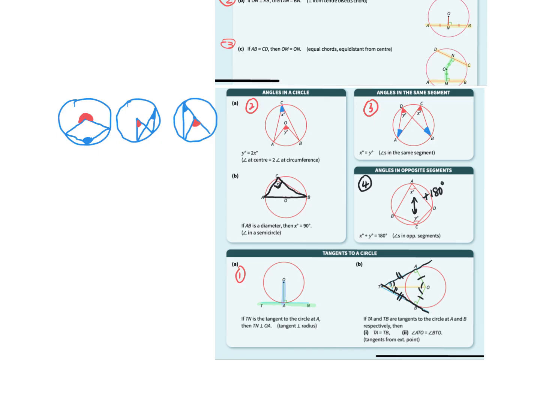So go back and revise this. Next lesson, expect a quiz on chapter 9, which will be taken from this. Okay, and then we will review chapter 10.